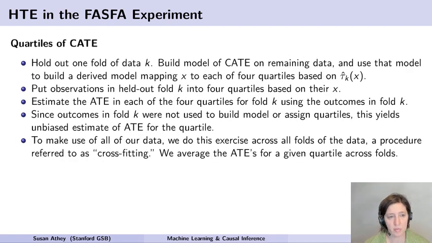So again, we're going to do this type of quartile exercise. Again, we're going to hold out one fold of data k, build a model of CATE on the remaining data, and use that model to build a derived model mapping X to each of 4 quartiles based on the tau hats from the kth iteration. We're going to put the observations into the 4 quartiles in the held out fold, and then we'll finally estimate the average treatment effect in each of the 4 quartiles for fold K using the outcomes in fold K. And to make use of all our data, we're going to do this exercise across all folds of the data, which is called cross-fitting. So we'll average the ATEs for a given quartile across folds.